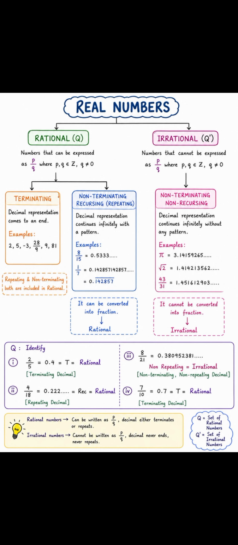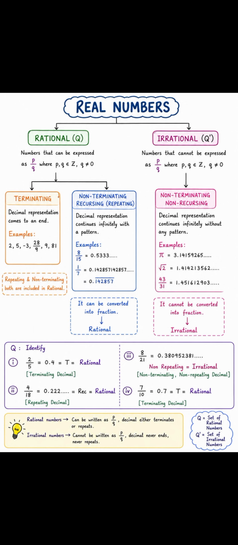Today we are going to discuss terminating and non-terminating decimals. Now, what are real numbers? The real numbers divide into two parts. Some are rational numbers and some are irrational numbers. The numbers that can be expressed in the form of p by q, where q is not equal to 0, are called rational numbers.